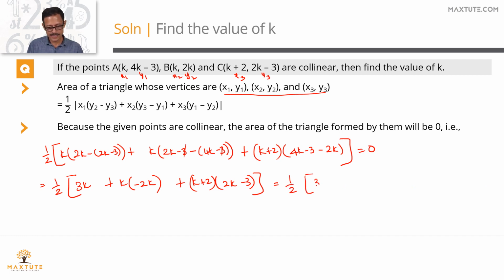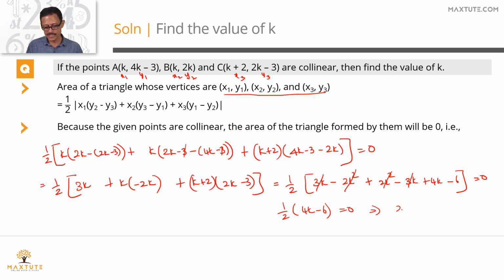Half into 3k minus 2k square. Let's expand this term. Plus 2k square minus 3k plus 4k minus 6. This entire thing is equal to 0. Minus 2k square gets cancelled with plus 2k square. 3k and minus 3k get cancelled. So we have half into 4k minus 6 is equal to 0. Divide this entire thing, so we're going to get 2k minus 3 is equal to 0. Or we get 2k is equal to 3. Or the value of k is equal to 3 by 2.